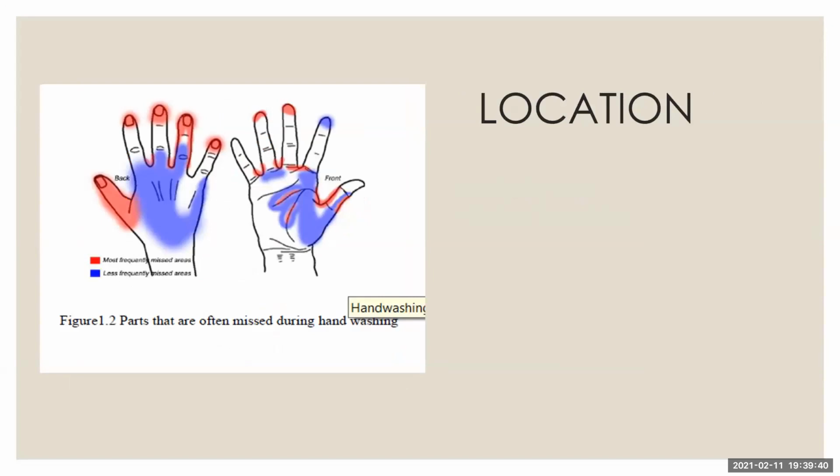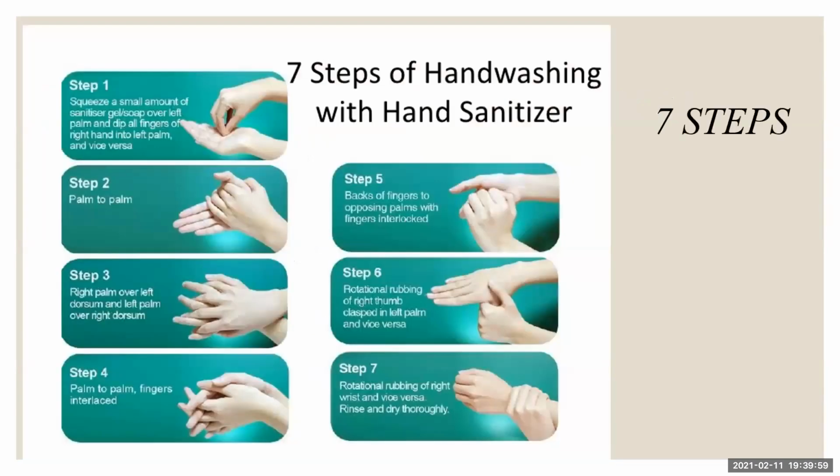In hand washing, usually the areas that we tend to miss are the ones labeled in red. If we wash our hands without a proper method, we tend to miss these areas, usually under the fingernails and between the interdigital spaces.